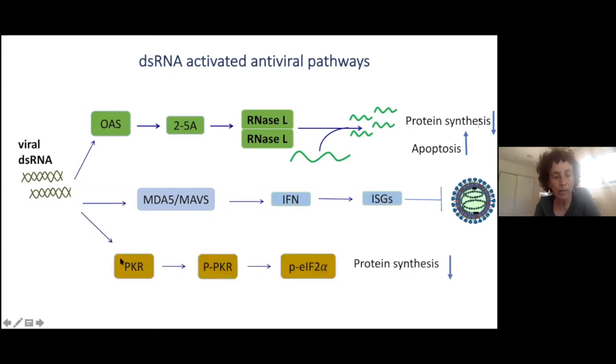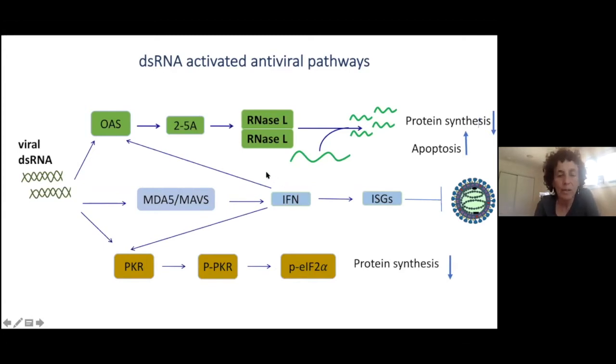The other pathway is PKR. PKR recognizes double-stranded RNA, autophosphorylates, then phosphorylates EIF2 alpha, a protein synthesis initiation factor, which then causes protein synthesis to be inhibited and also can lead to apoptosis. Both these two pathways can be activated independently of interferon, but they're also upregulated by interferon because OAS and PKR are interferon-stimulated genes.